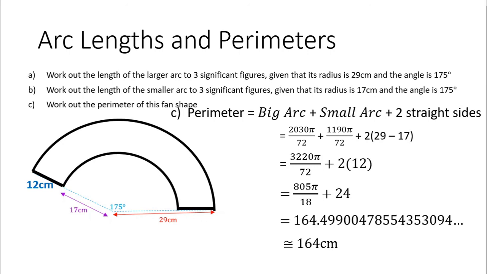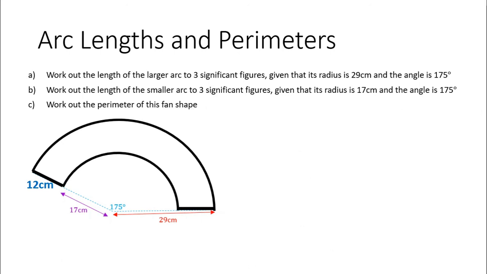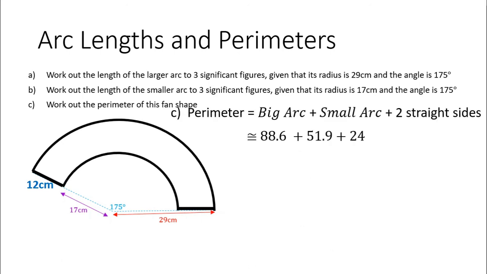Now I know what you're thinking. You're thinking our answer's approximate anyway, so why did I do all this difficult working with exact answers above when I could have just used the rounded answers we worked out before. Well, let me explain to you why. Before we worked out that the big arc length was 88.6, approximately. Notice my symbol here. And the small arc was 51.9, approximately. And the two straight sides are exactly 24 because 2 times 12, no rounding needed, is 24.